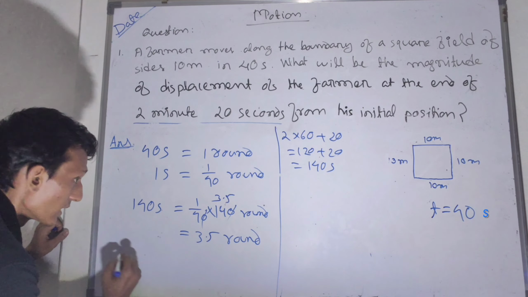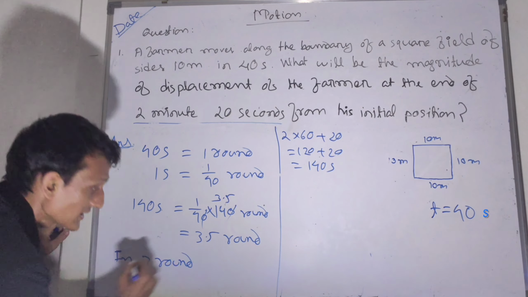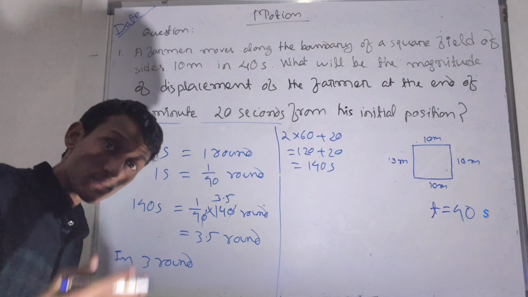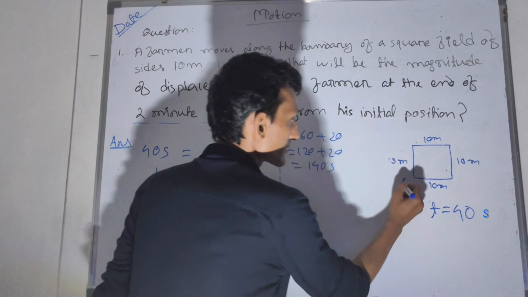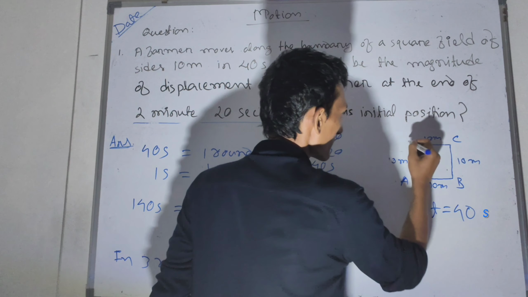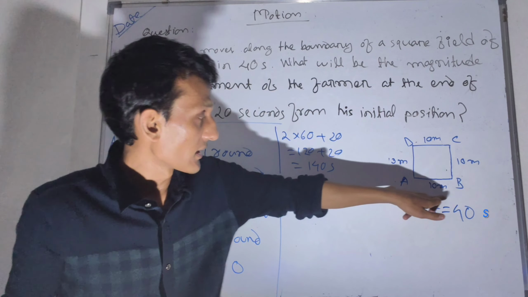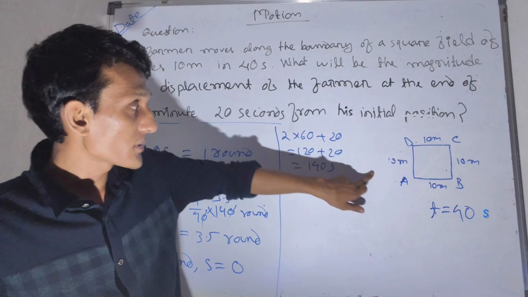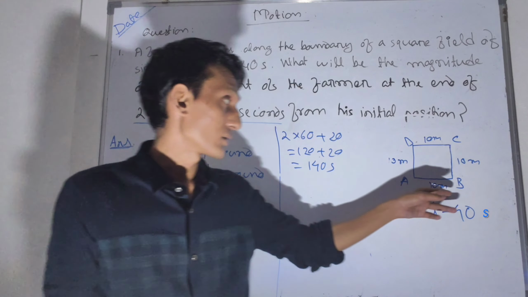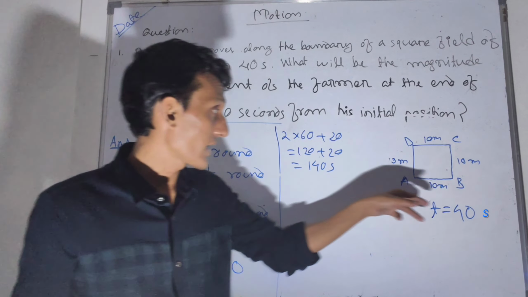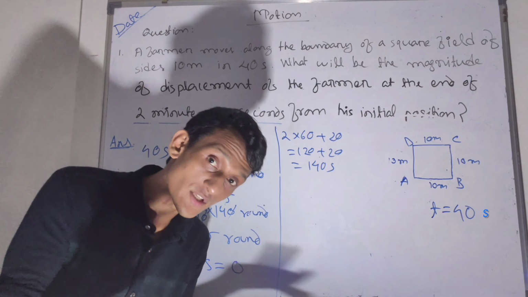Now you see, in 3 rounds the total displacement will be 0. Let us consider this is A, this is B, this is C, this is D. The farmer starts moving from A and comes back to A, that is one round. That one round takes 40 seconds, right? The total displacement is 0. Again the second round comes back here, displacement 0. The third round, displacement 0.